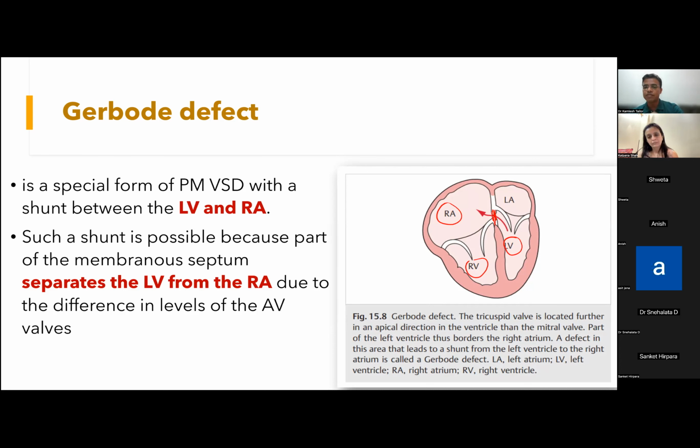If there is a defect here, it is called a Gerbode defect. There will be very huge shunting, because there is a huge difference between LV pressure and RA pressure, and that is why these patients present very early. These patients develop congestive heart failure very early, and that is why early surgery is needed in such patients.